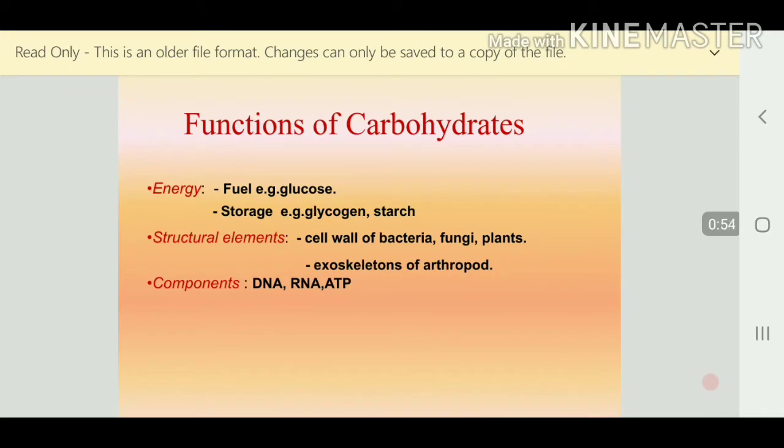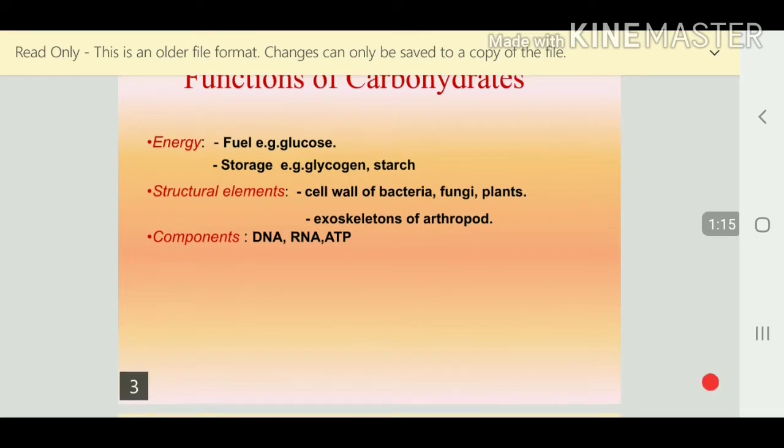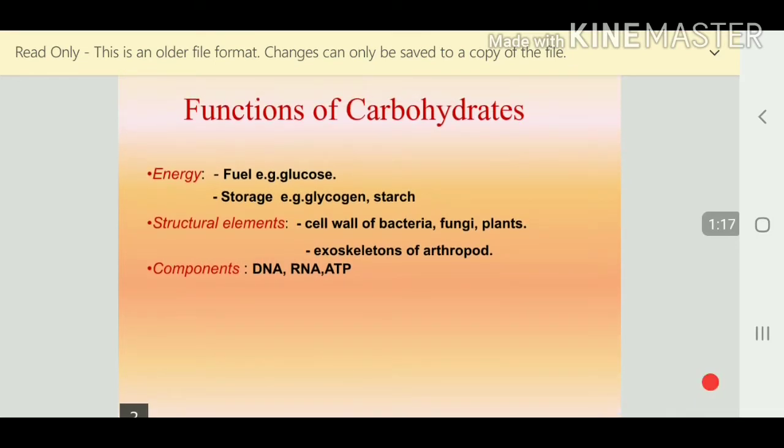Functions of carbohydrates: they are the source of energy. They are used as fuel by our body. For example, glucose is oxidized via glycolysis, then the tricarboxylic acid cycle, and then the electron transport chain to provide ATP molecules, which give us energy for our metabolic reactions. The storage carbohydrates like glycogen and starch are also made up of glucose. So ultimately they provide energy.